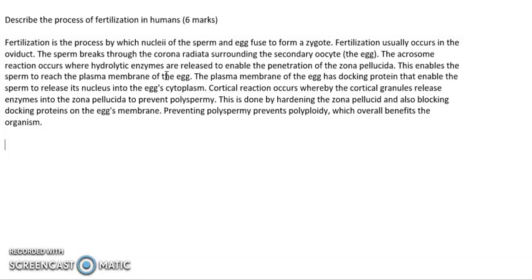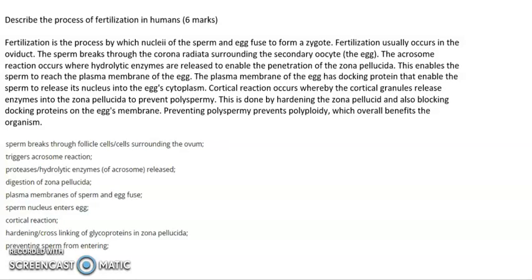Let's see if we hit the 6 marks. Let's get the criteria out. Okay, so here we are. We have 1, 2, 3, 4, 5, 6, 7, 8, 9 points. So that's quite generous. Let's go over. Sperm breaks through follicle cells surrounding the ovum. Fertilization is the process by which nuclei of sperm and egg fuse to form a zygote. Looks like there's nothing there.